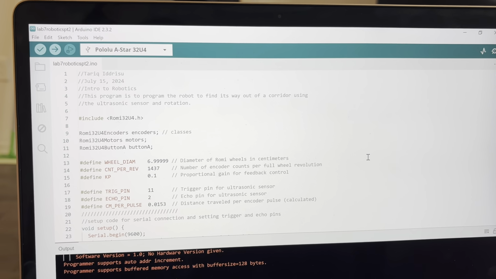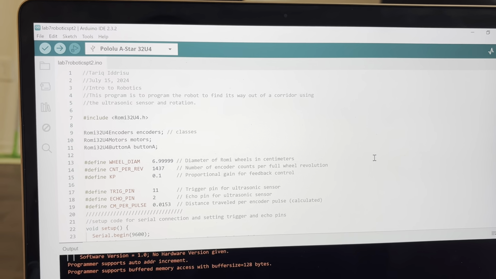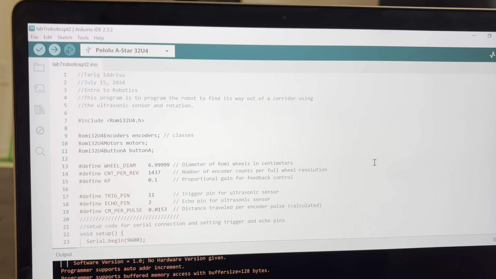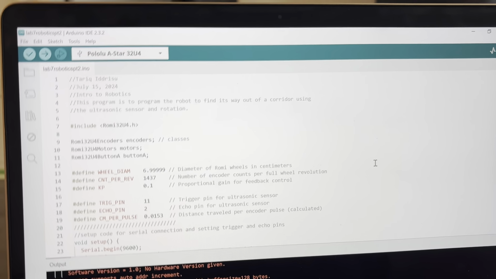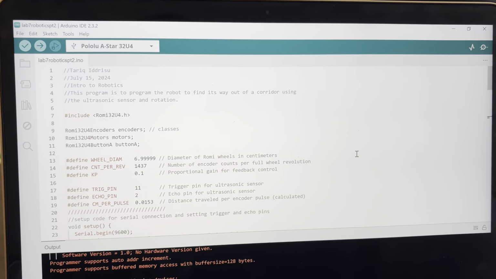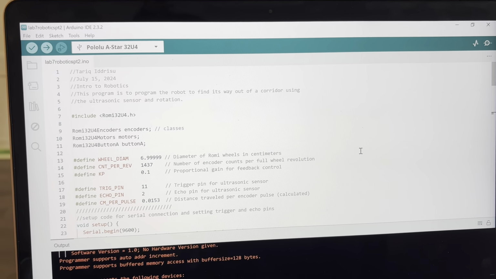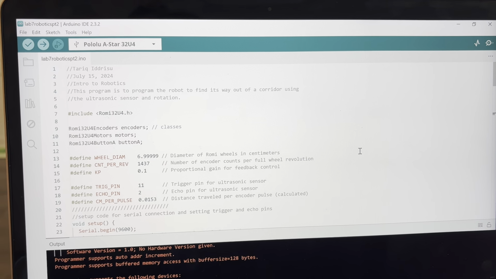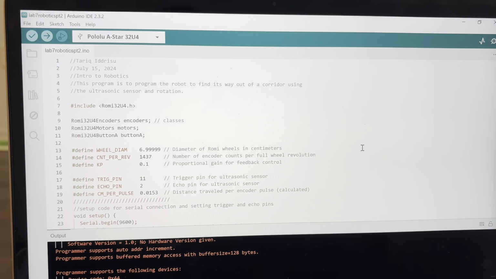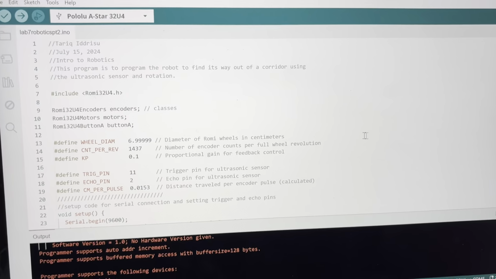So for lab 7, the objective was to write code that would program the robot to find its way out of a corridor, basically. So here I have my code.